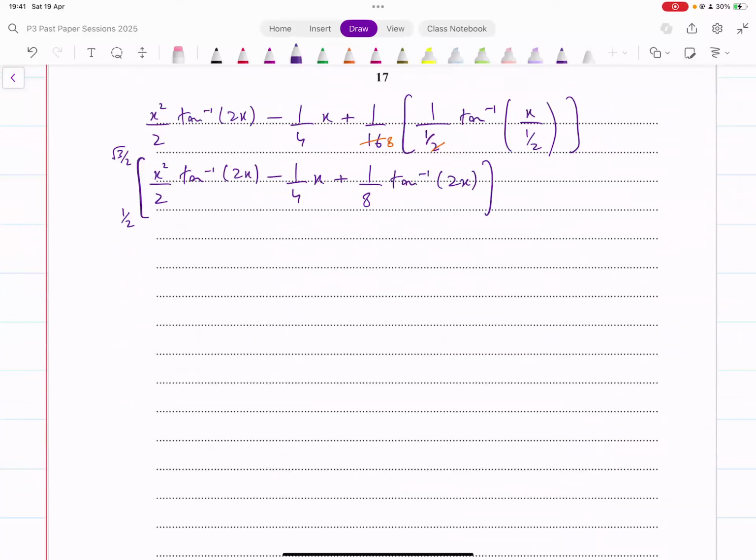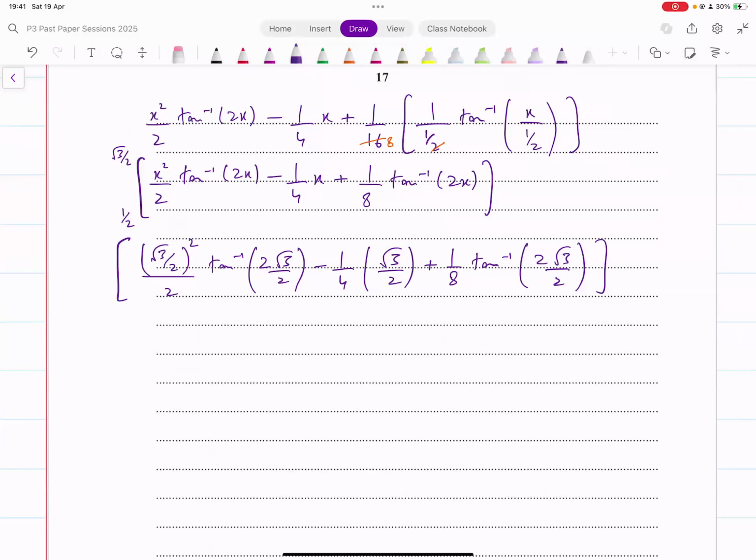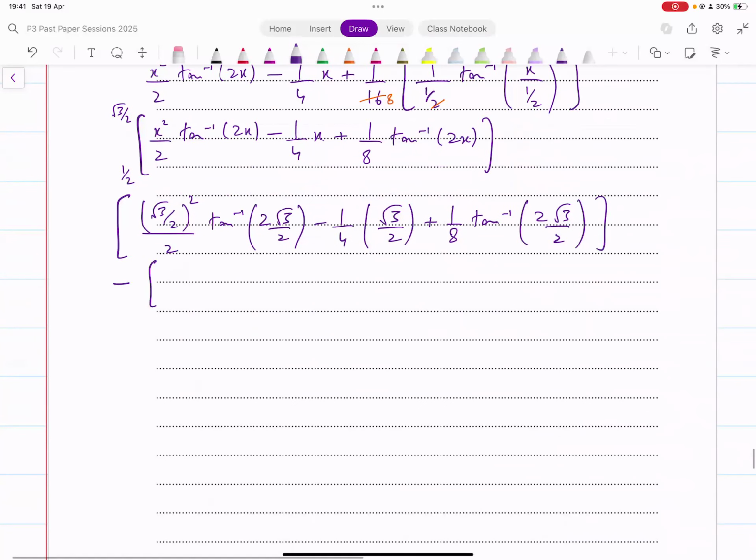You have to show the steps in which you're inputting the limits. Under root 3 over 2 whole squared divided by 2 into tan inverse of 2 under root 3 over 2, minus 1 over 4 into under root 3 over 2, plus 1 over 8 into tan inverse of 2 under root 3 over 2. This is what you get when you input under root 3 over 2. Subtract from this the case when you input 1 over 2. So that will be 1 over 2 whole squared over 2. You have to write all of this down.